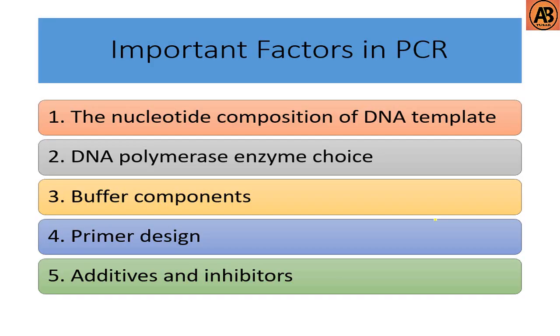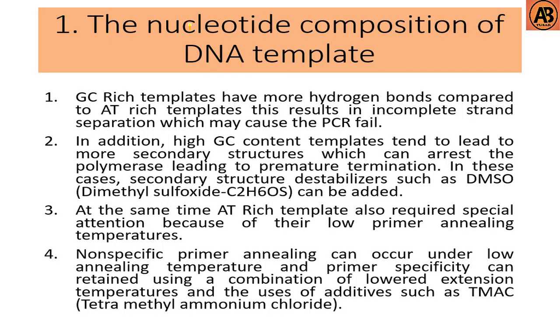Then next one is important factors in PCR. There are 5 important factors such as nucleotide composition of DNA template, DNA polymerase enzyme choice, buffer components, primer design, additives and inhibitors, etc. So let's get started. The first factor is nucleotide composition of DNA template.